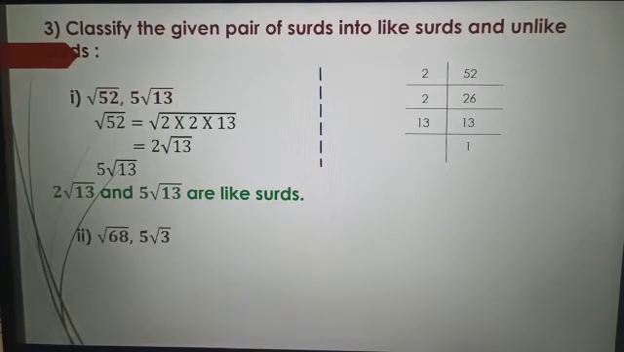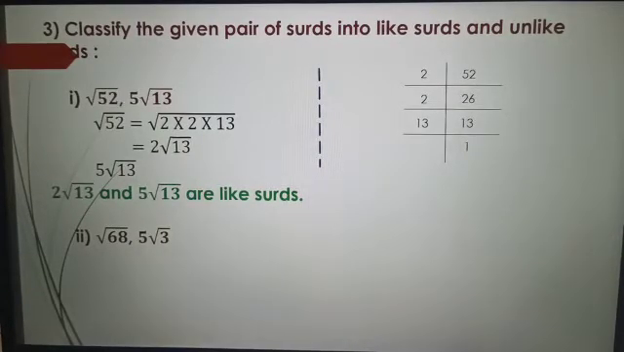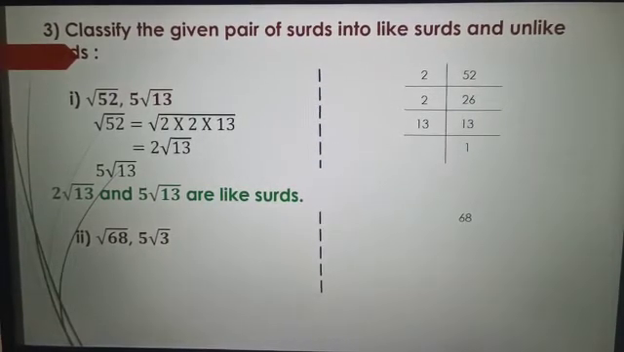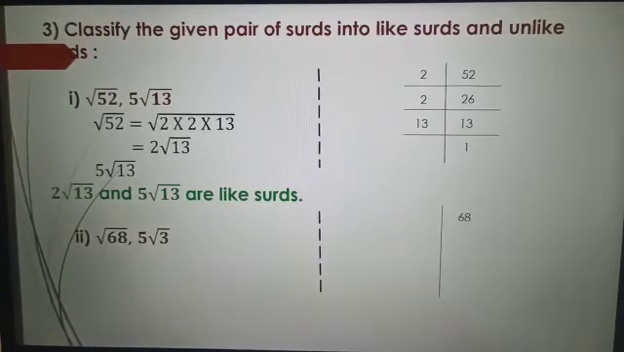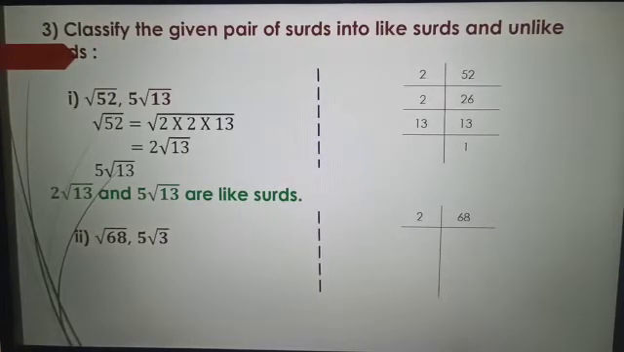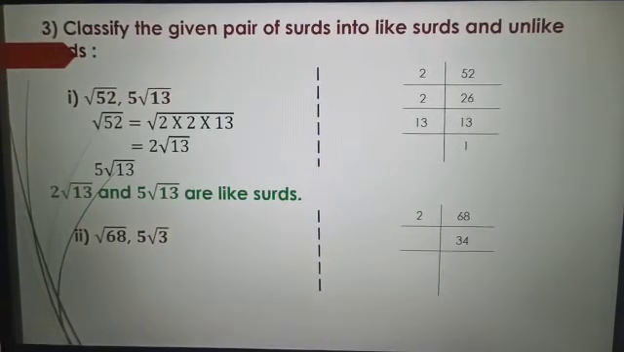Now question number 2. Square root of 68. Then 5 square root of 3. See the radicand. One is 68 and another is 3. So first we have to simplify the 68 by using factorization method. So 68 goes on table number 2. How many times? 68 goes 34 times. So write 34. Now this 34 goes on table number 2, so write 2 outside. 34 goes 17 times.